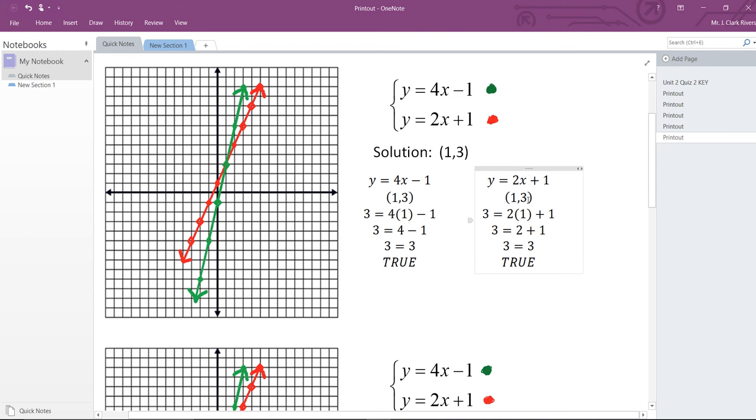Same thing over here. We've got y equals 2x plus 1. I've got the point (1, 3). I plug in 1 for x, 3 for y. We end up with 3 equals 3. That is true as well. So we end up with 2 true equations.